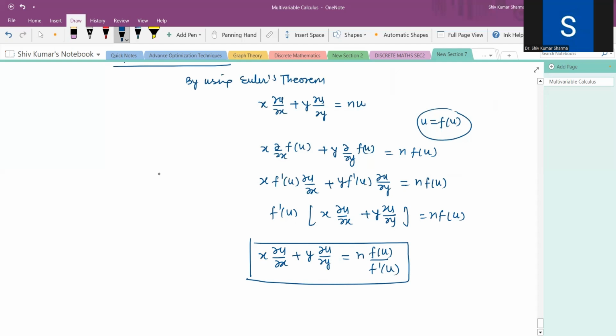Now we also have a second deduction. So for the second deduction, we have the second derivative. So by using the second derivative, we shall prove the second deduction.